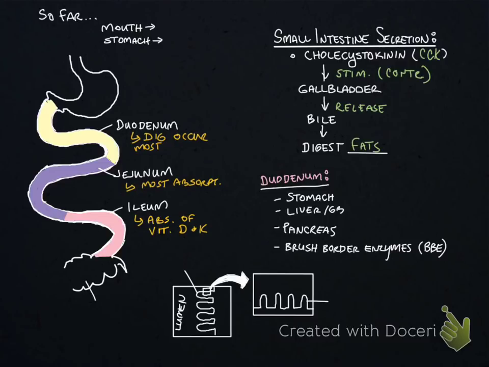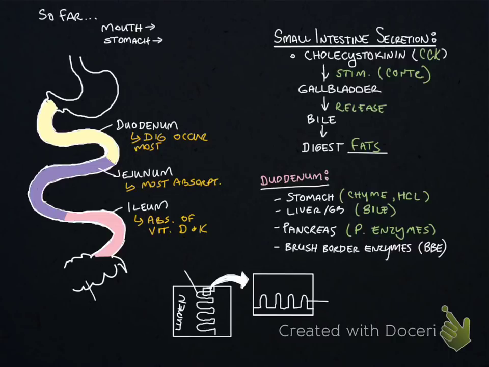Okay. So who all aids in digestion in the duodenum? Well, the stomach is adding chyme and hydrochloric acid. The liver and gallbladder are adding bile to help digest fats. The pancreas is adding its pancreatic enzymes. But we also have these brush border enzymes coming from our brush border cells, and these are found on the lining of the small intestine.